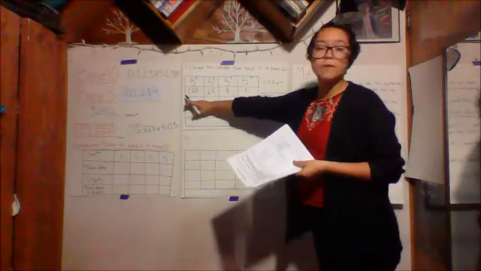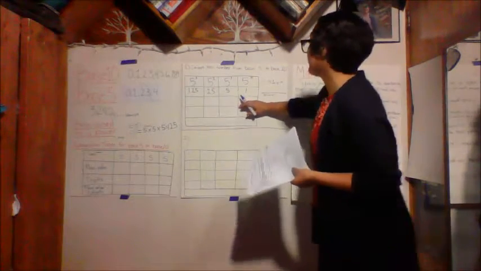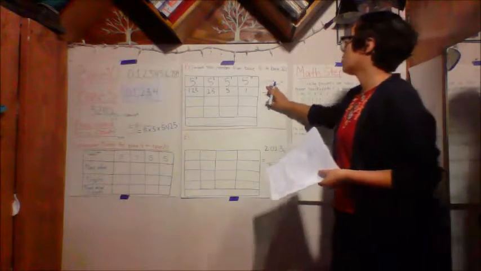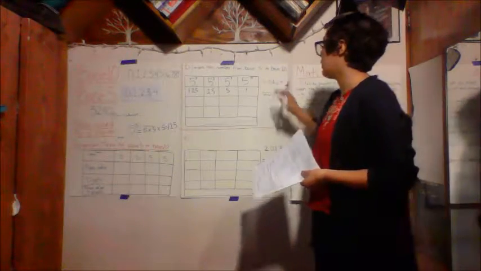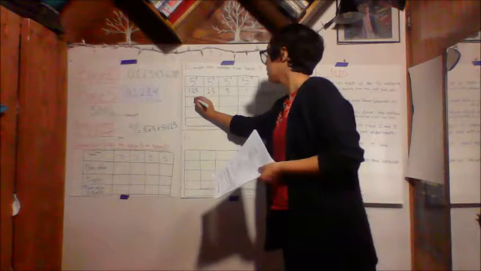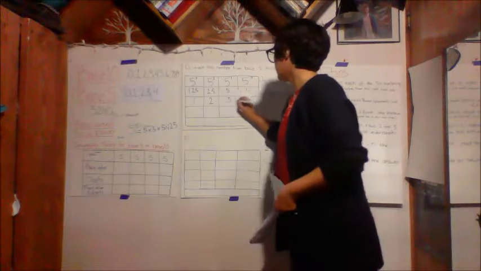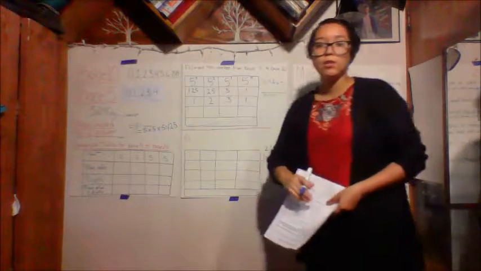Now we're going to fill in our third row, and that's basically taking apart the number we're working with today. So 1, 2, 3, 1. We're going to write that out here. So 1, 2, 3, and 1.